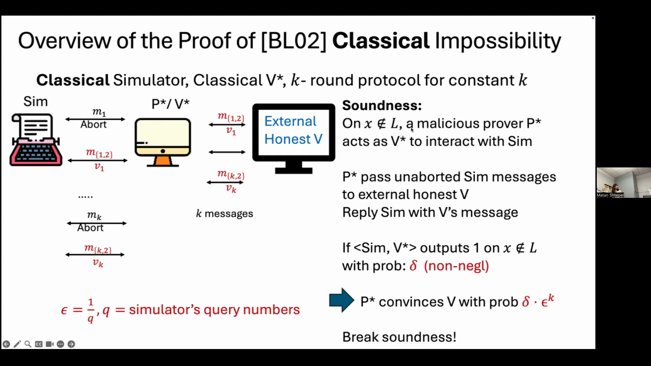So how does that work? When x is not in the language, we imagine there's some malicious prover. It pretends to be V star and x interacts with the simulator, and it's also interacting with the external honest verifier that it tries to cheat. So P star would pass along the unaborted messages. P star would act like V star, which means it would abort with high probability.